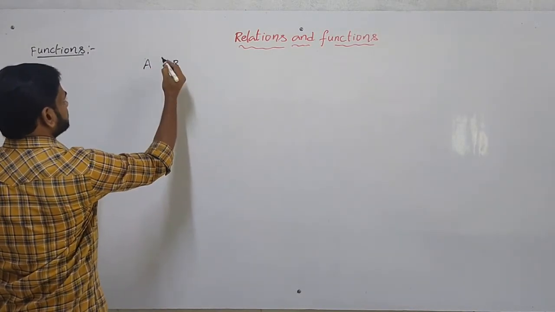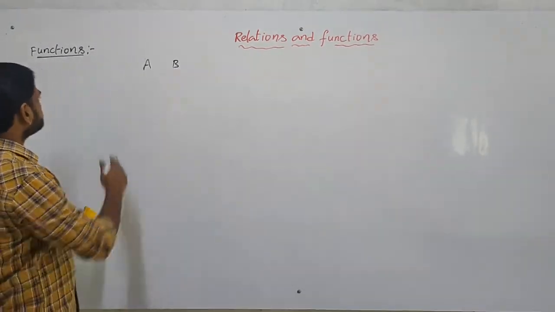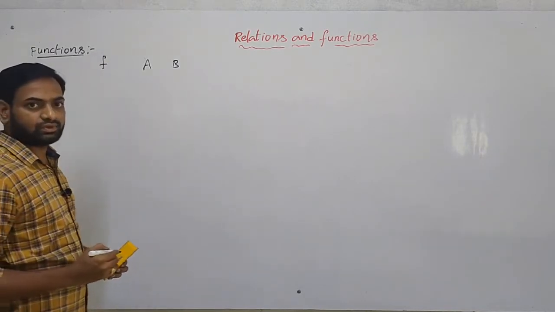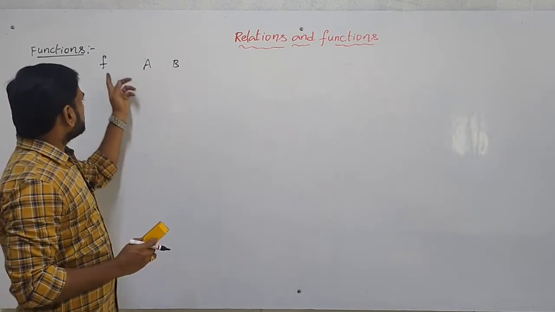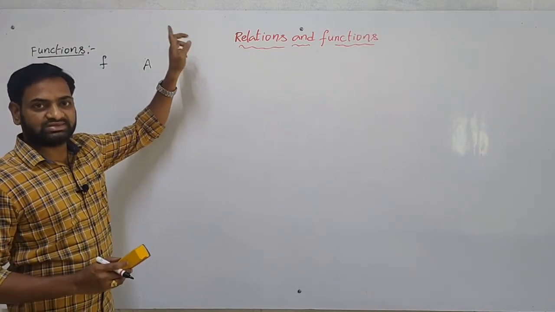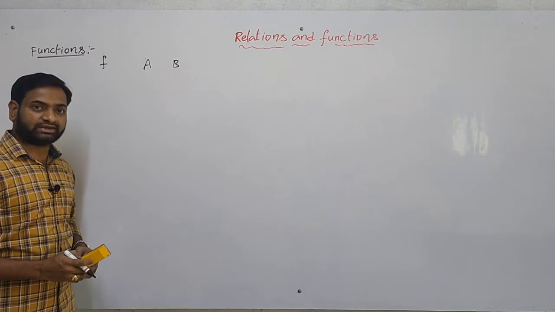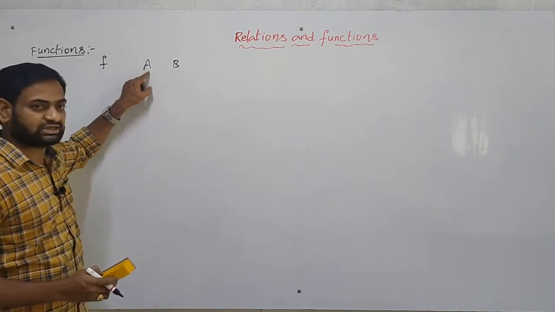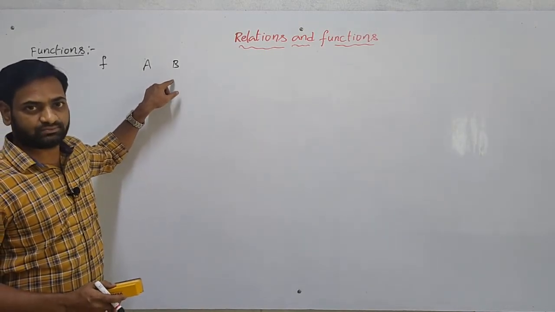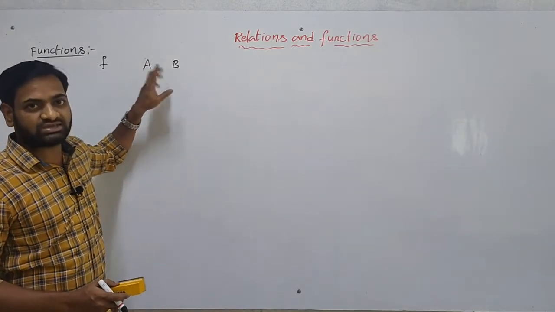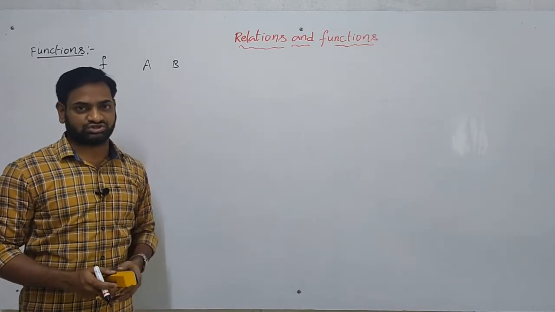A, B are the two sets. Now I am taking a relation from A to B. A relation from A to B is said to be a function if every element of set A has only one image in set B. Then we can say that the relation is a function.